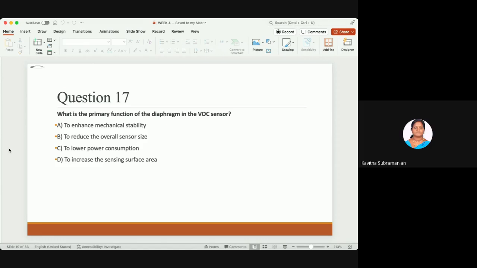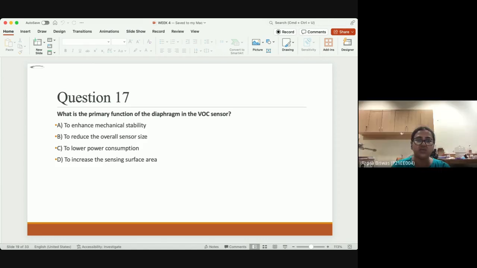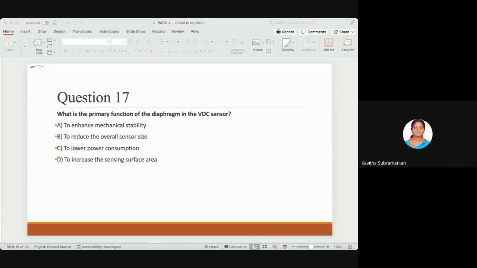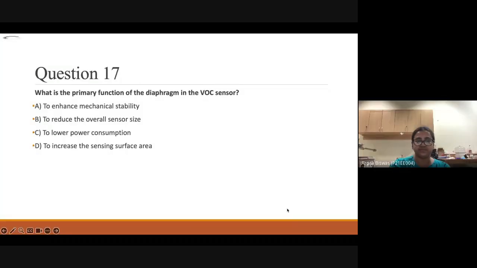Option C. Yes. Can you explain option C a little bit? If the area is more, then power consumption is increasing, ma'am. If the area is less, then power consumption is less. So the primary function in the VOC sensor is to reduce the power consumption. Okay, so the right option is option C.